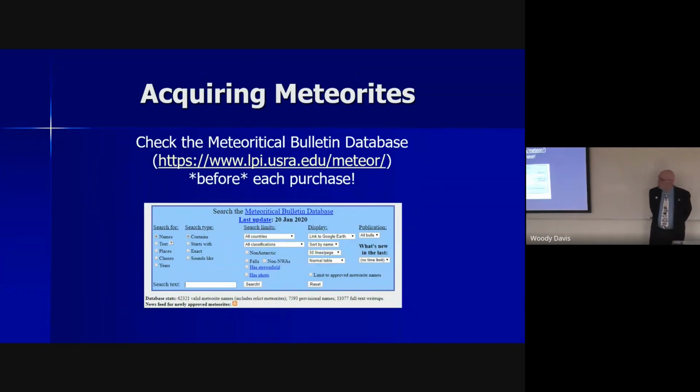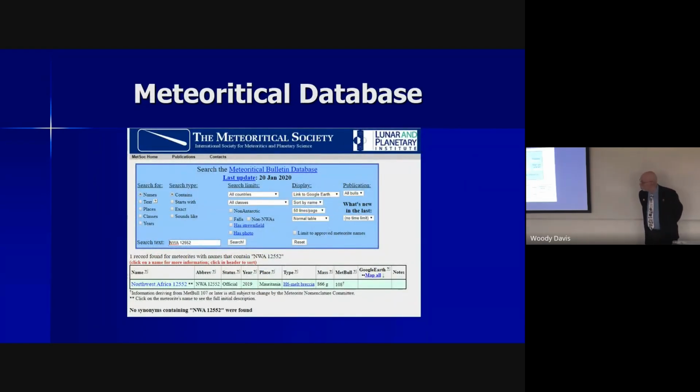What I also suggest is check the Meteoritical Bulletin Database, which is sort of like the repository for all of the details on all the official and approved meteorites before each purchase. And so here's what a page would look like. You essentially put the name of the meteorite you're looking for in the search, hit search, and hopefully it gets found there and is marked as official.